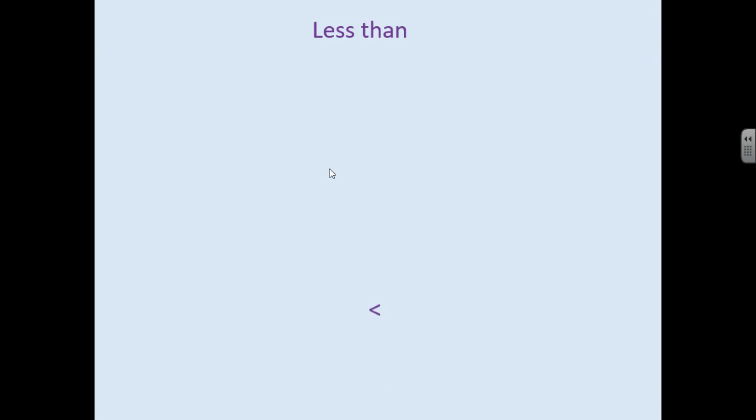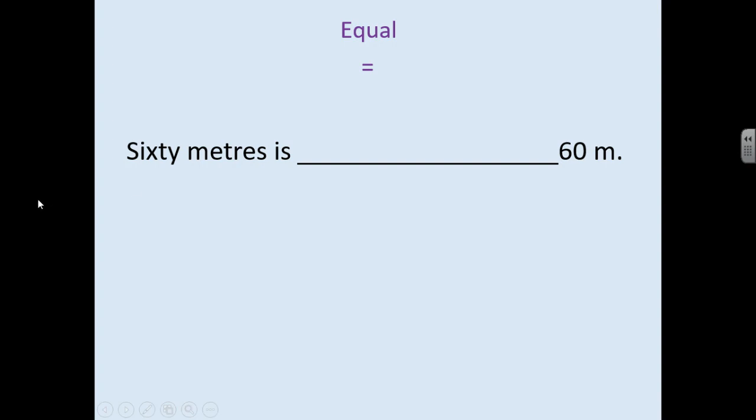We're looking at less than, this is the symbol for less than. Now looking at the statement here, 80 centimeters is less than 80 meters. All right, equal, we know the equal sign. The 60 meters is written in words, and we've got 60 meters in numerals. So 60 meters is equal to 60 meters.